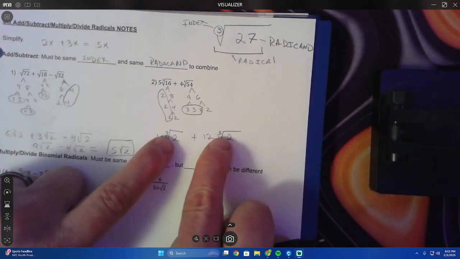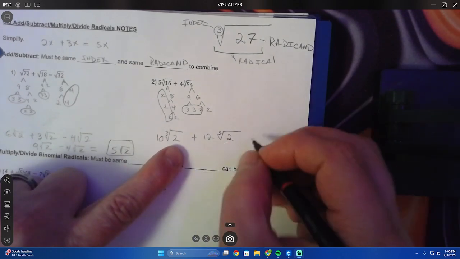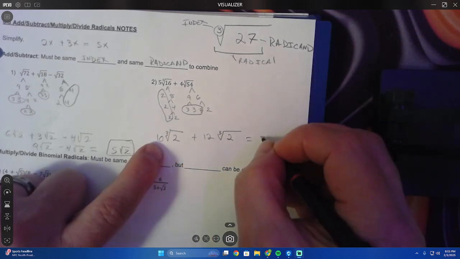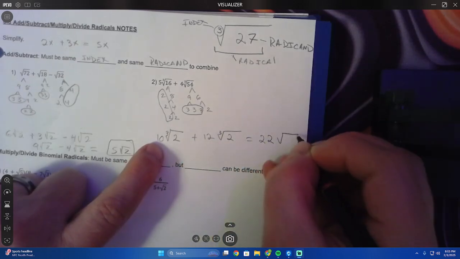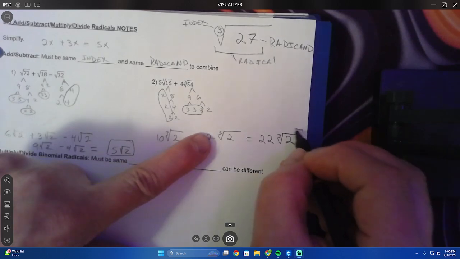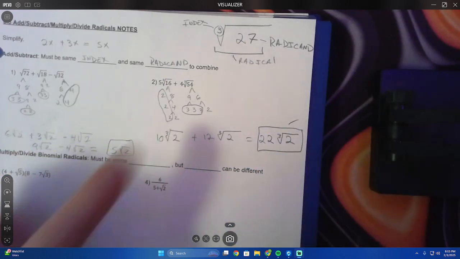Now I have the same index, I have the same radicand, so I can just focus on these numbers down in front. 10 plus 12 is 22, and then my radical stays the same, so that's going to be 22 cube root of 2, giving me my final answer there.